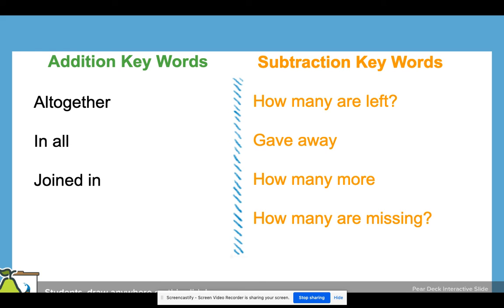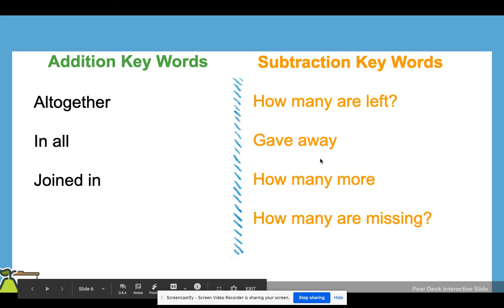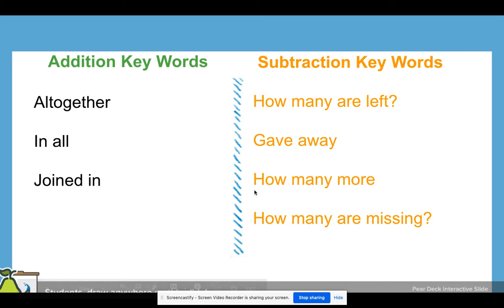In subtraction, the keywords you're looking for are how many are left, gave away, how many more, and how many are missing. Remember, how many more can be confusing. You see the word more and you think, oh, I need to add because there's more. Nope. How many more means subtract. So please remember that. If you forget, come back to this video or this presentation to look, okay?